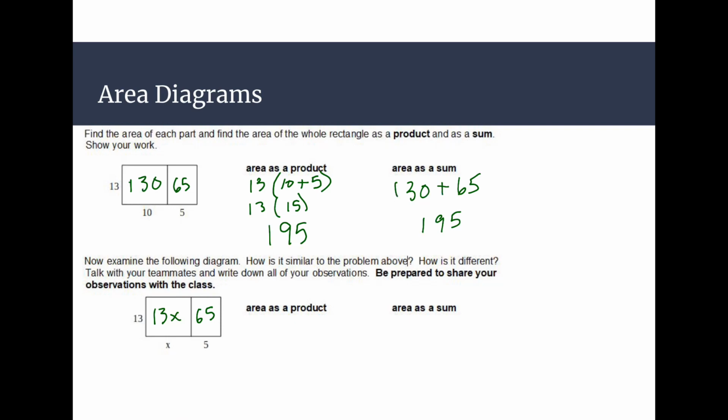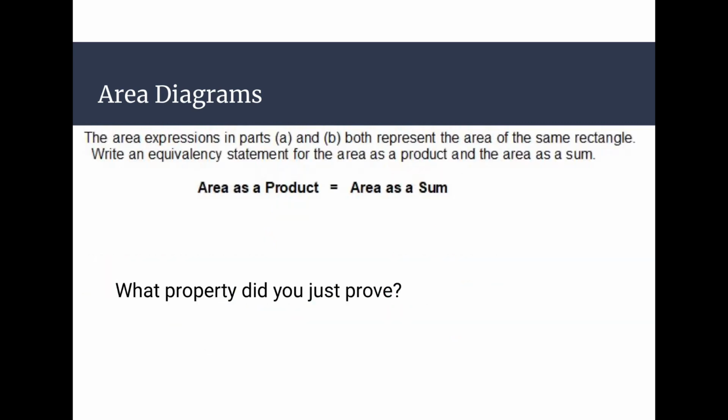Our area as a product, we're going to write it as 13 times (x plus 5). And our area as a sum, we're going to add those two things together, 13x plus 65. And that's as far as we can take those, because now with the variable, we can't combine those and get one number. All right, so we're going to take this information and move on to that next page.